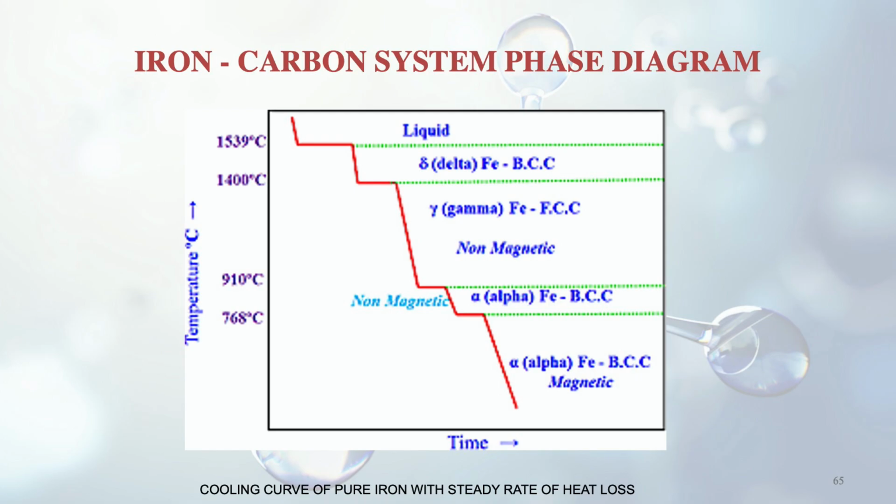So this magnetic property remains till 768 degrees centigrade, but above that it becomes non-magnetic, and that's why this temperature is also known as the Curie temperature, discovered by Curie, 768 degrees centigrade. So this is the process of the cooling of pure iron with a steady rate of heat loss.